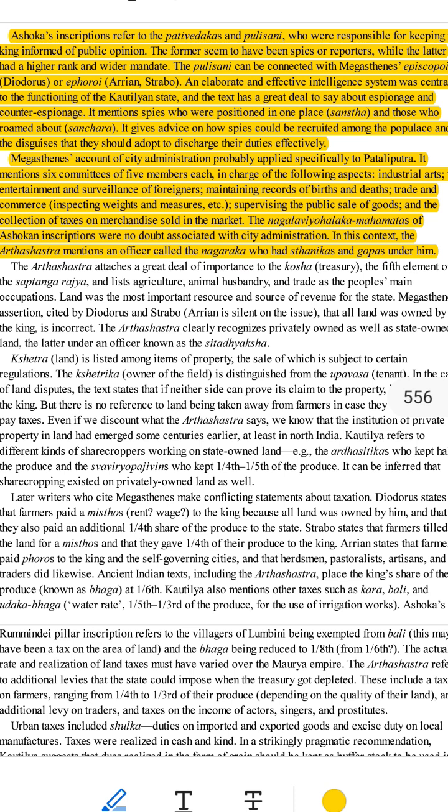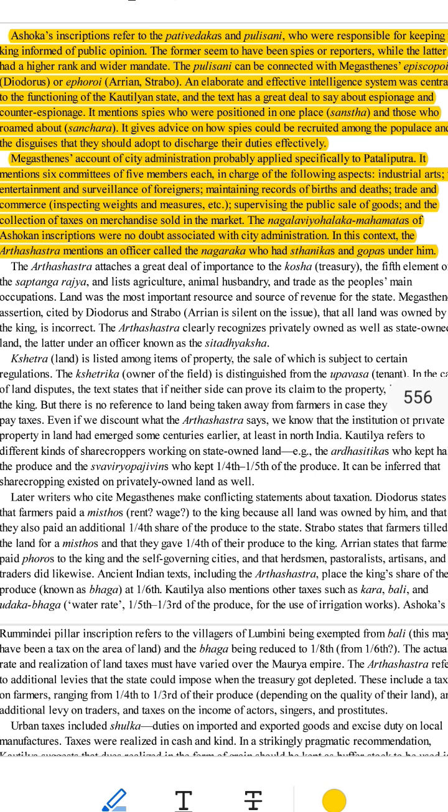Pulisani. These were higher-ranking officers than the Pativedakas. They had a bigger job. They didn't just report what was happening, but were responsible for wider tasks and had more power. Example, if the Pativedaka is like a local news reporter, the Pulisani is like a senior official who manages important tasks across the kingdom. Megasthenes, a Greek visitor to India, mentioned similar officers who kept an eye on things in the kingdom. He called them episkopoi or ephoroi.